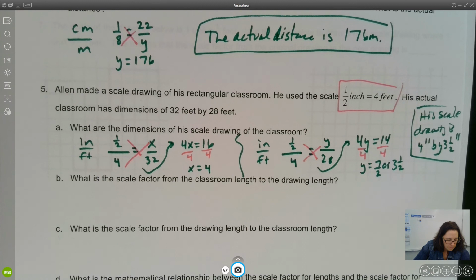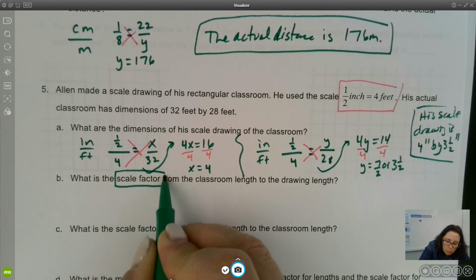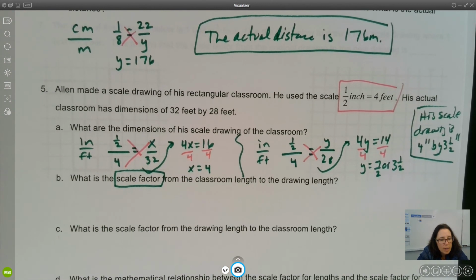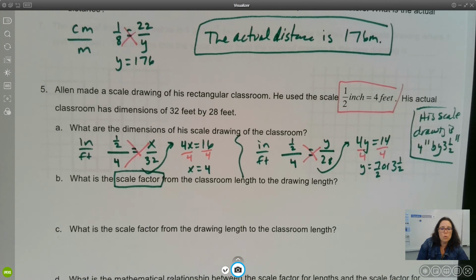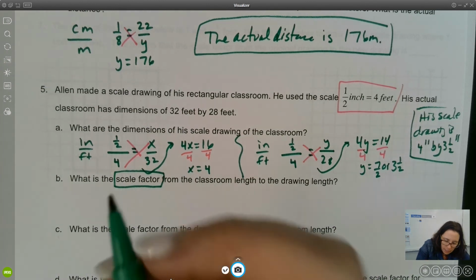All right. What is the scale factor? Okay, now here is a trick that's super important. When you're talking scale factor, not scale, when you're talking scale factor, you need to be in the same units. Okay, so they want the scale factor from the classroom to the drawing. Do you understand this is going to be smaller than 1 because we're shrinking the real classroom to the drawing? We're shrinking.